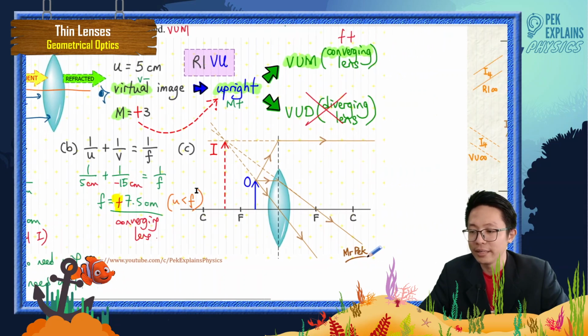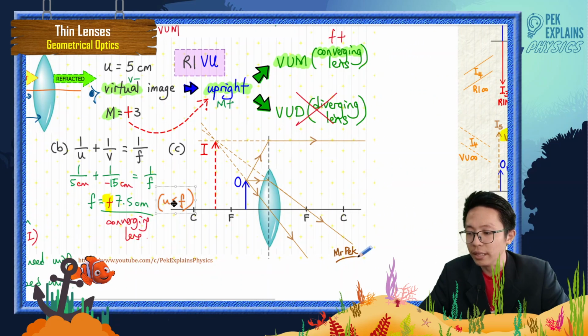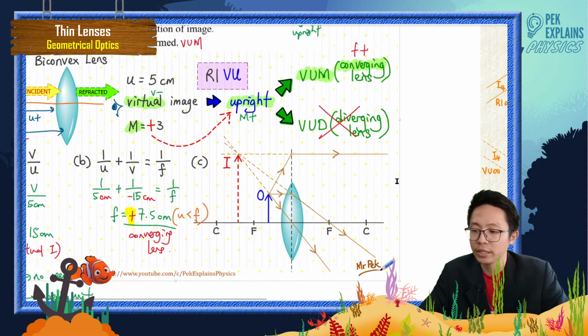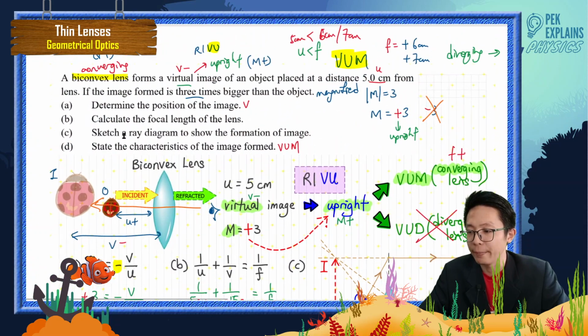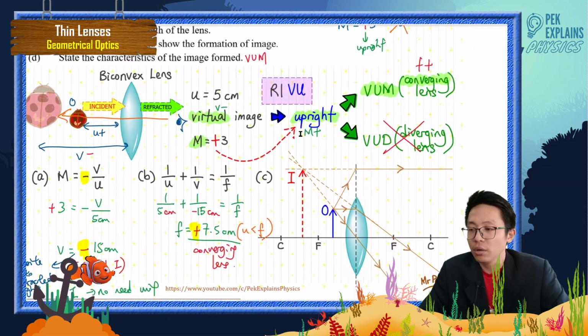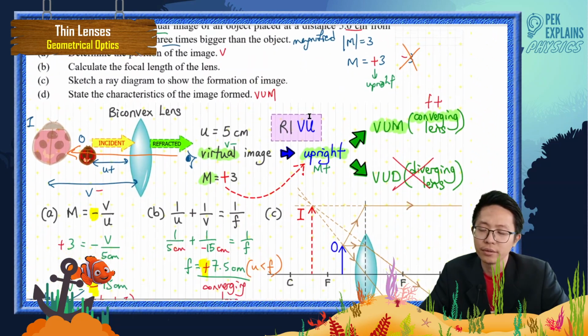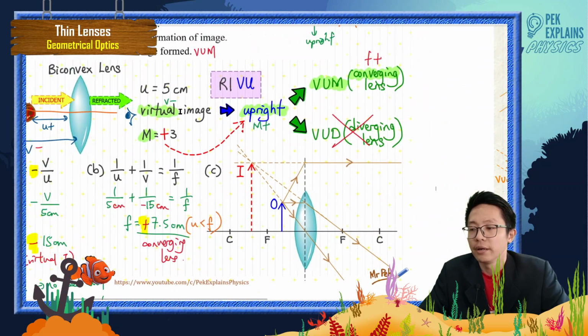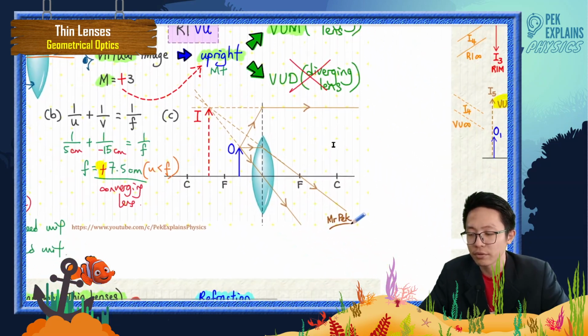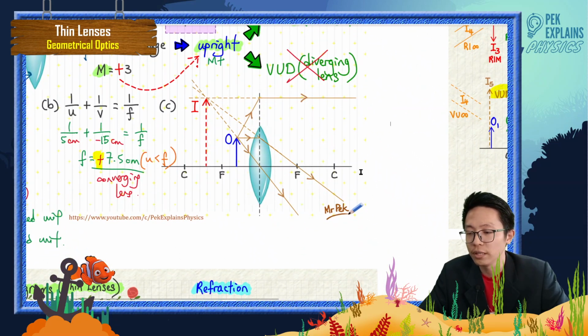Now the next step is I need to draw the ray diagram. I need to show the ray diagram to show the formation of the image. So okay, I want to solve the last question first. You know the answer: virtual, upright, magnified. Okay, sketch a ray diagram. How to sketch a ray diagram? So first of all, my object.